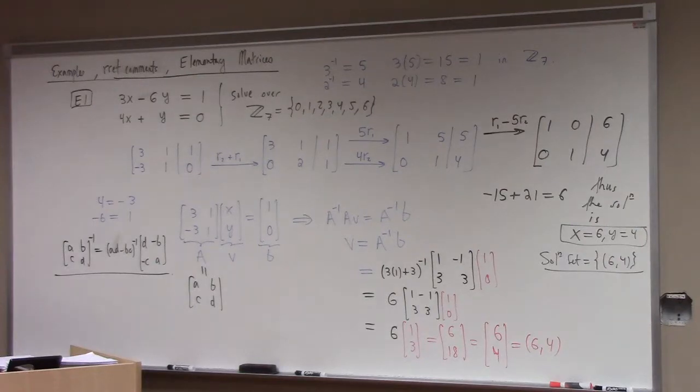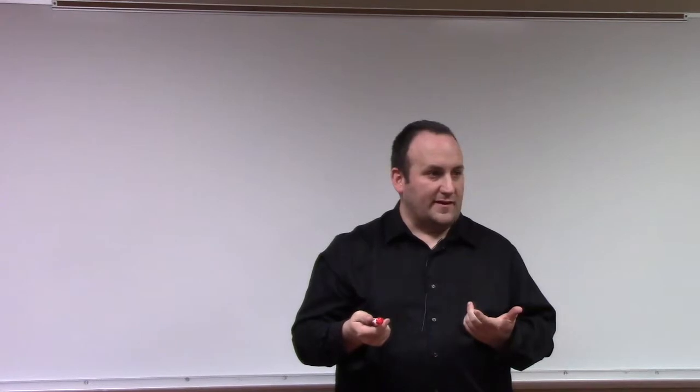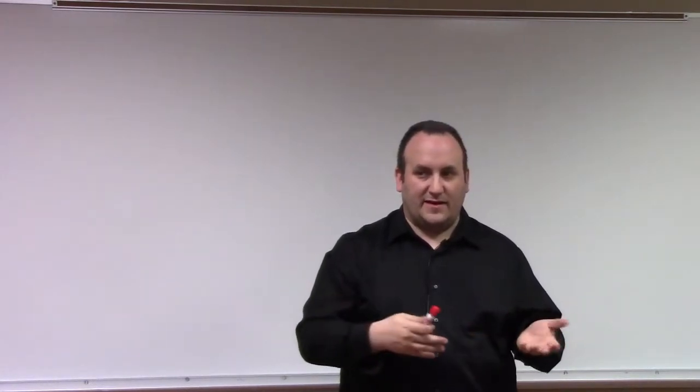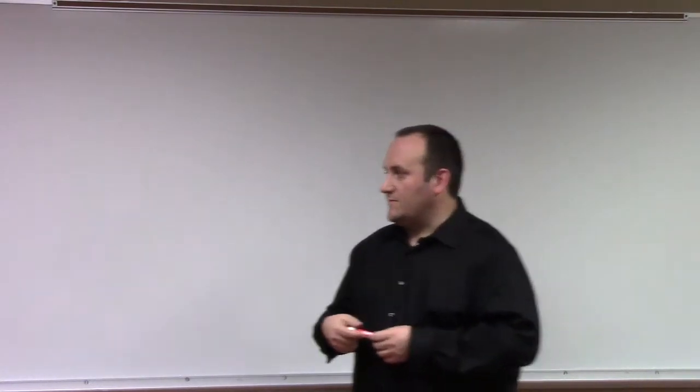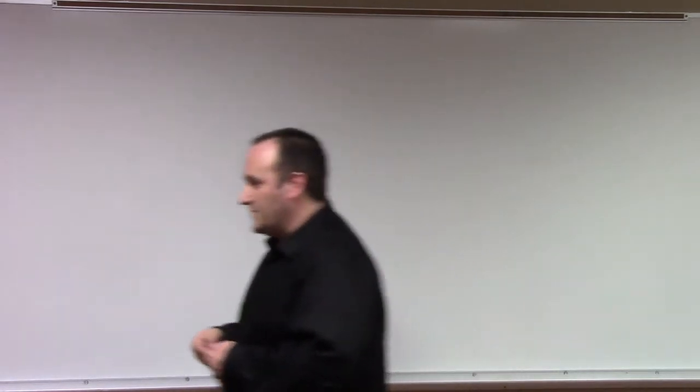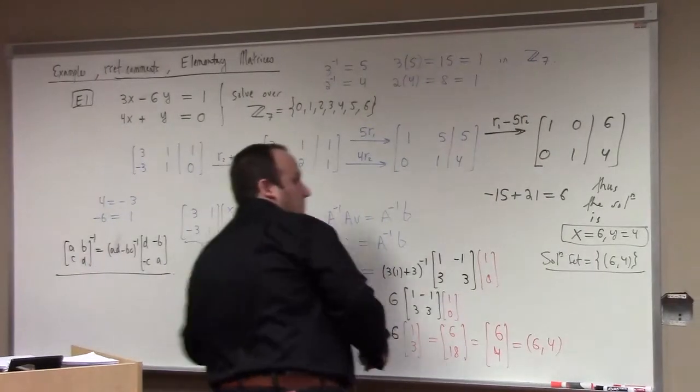The nice thing about multiplication by the 2 by 2 inverse is it doesn't require a lot of thinking, right? It's a formula, you write it down, you multiply, you're done. Row reduction, of course, requires a certain amount of mental effort. Not that much, but some. Any questions? All right.